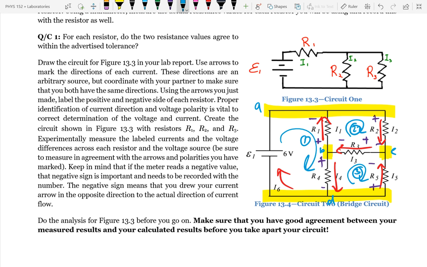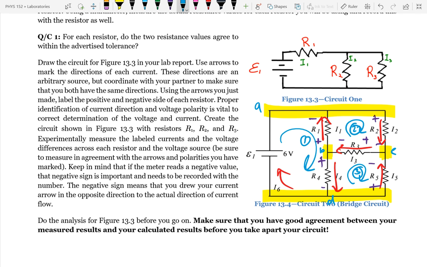Through each resistor, the voltage is IR, and you get your signs by looking at whether you went from positive to negative. If you went from positive to negative, it was a drop, so it's a minus sign. If you went from negative to positive, it was a rise, so it's a positive sign. So you're going to have a total of 6 equations. You have to have the same number of independent equations as you have unknowns. So 6 unknowns, I1 through I6, and 6 equations. Then you have to solve those 6 equations.